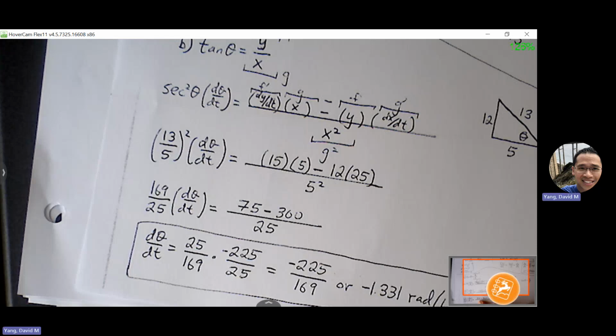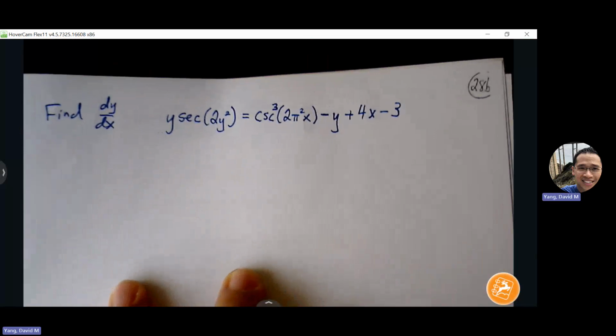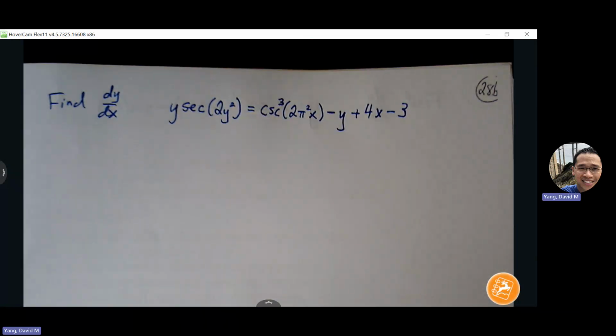I left some blank pages in the packet, and I wanted to use these spaces to have us try some more problems related to 1 and 2, inverse trig derivative and implicit differentiation. If you guys can turn to page 28B, it's near the back. I have a couple of blank pages for us to add some problems. Go ahead and copy this down here.